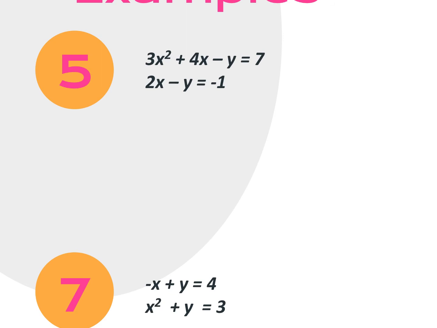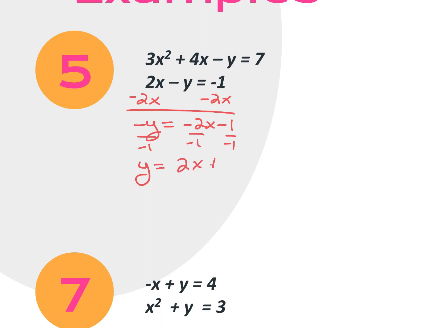So I'm going to take the linear equation, the second one, and I'm going to solve it for y. Notice the y, once I'm done, is not going to have a number in front, and then I don't have any fractions to deal with. So I'm going to go ahead and subtract the 2x, and I get negative y equals negative 2x minus 1. I'm going to divide everything by negative 1. And I get y equals 2x plus 1. Y equals mx plus b form here.